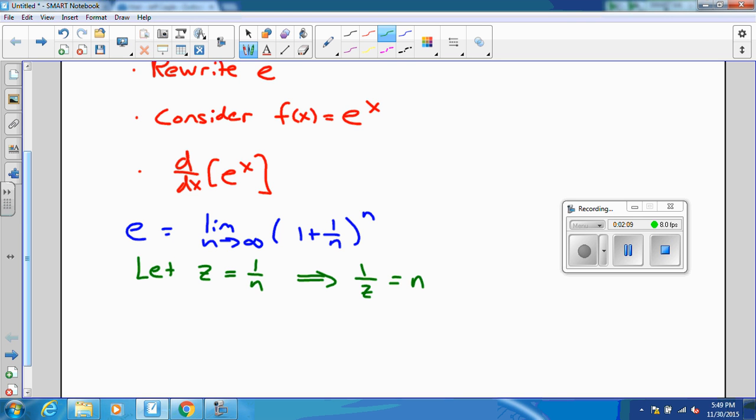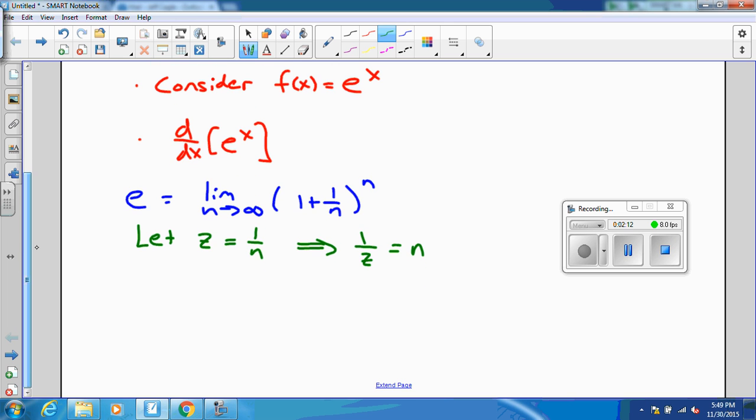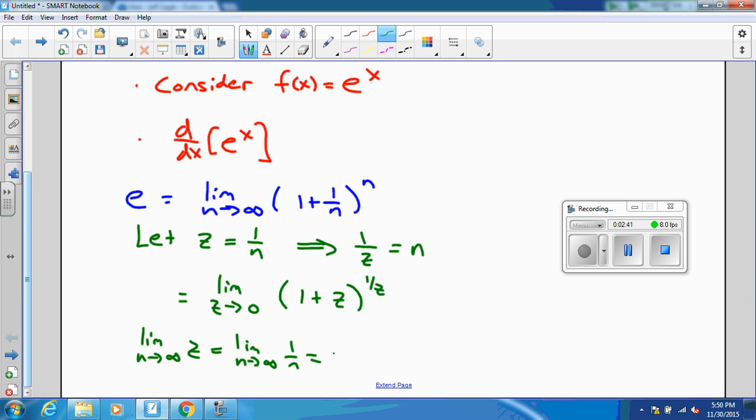Well, if z is equal to 1 over n, then pretty clearly n is equal to 1 over z. And so the expression (1 plus 1 over n) to the n is the same as the expression (1 plus z) to the 1 over z. But also, as n goes to infinity, then z is going to go to 0. Let's check that. The limit as n goes to infinity of z is the limit as n goes to infinity of 1 over n, which is equal to 0. And there you have it. So we have a second way to write the value for e.